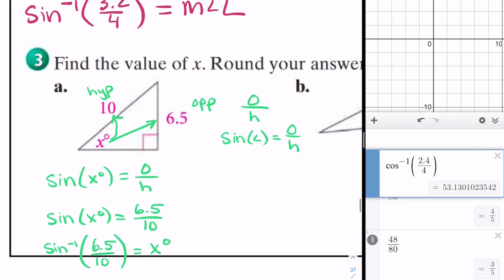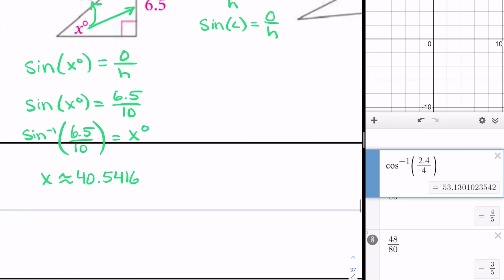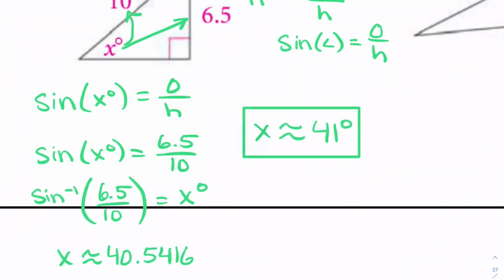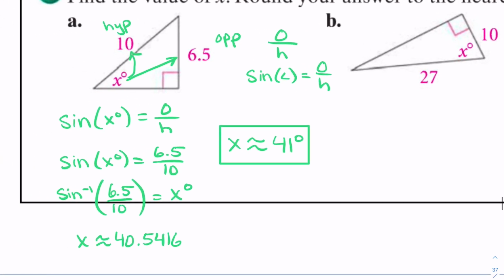40.5416. And it wants it to the nearest degree. So x is approximately equal to 41 degrees because I round to the nearest whole degree. All right. And that's it for that one. So the next one.